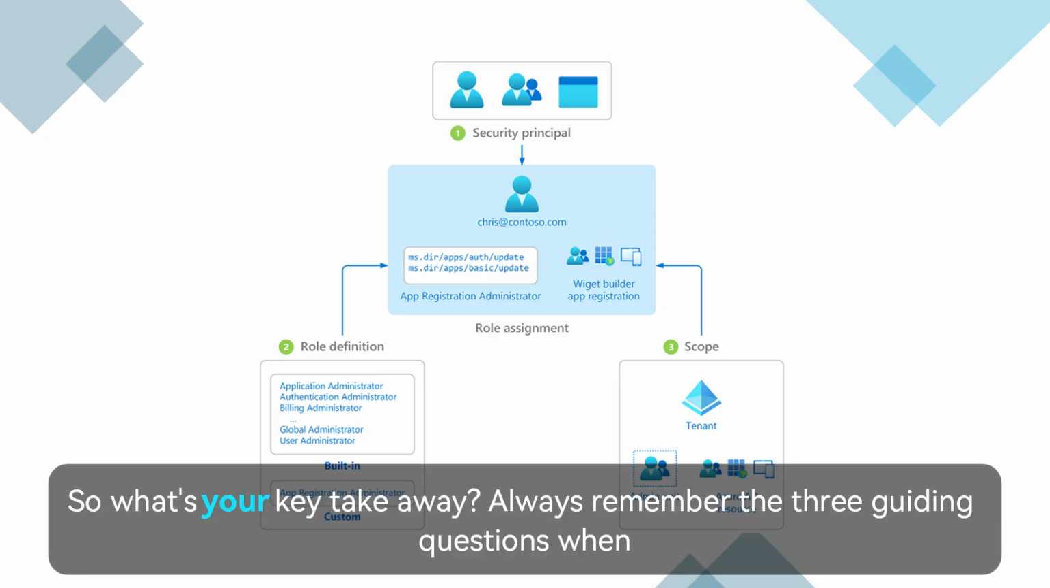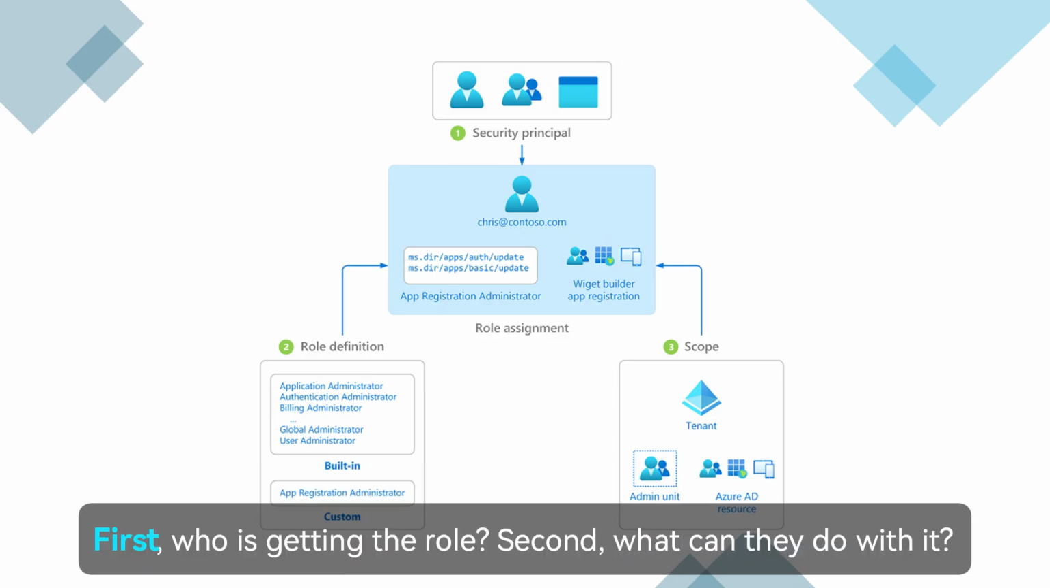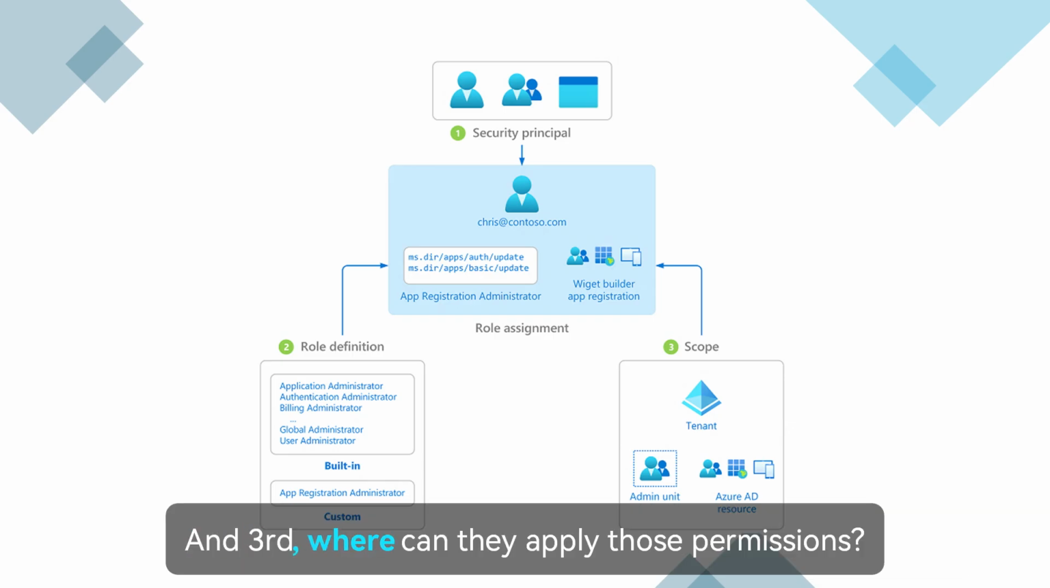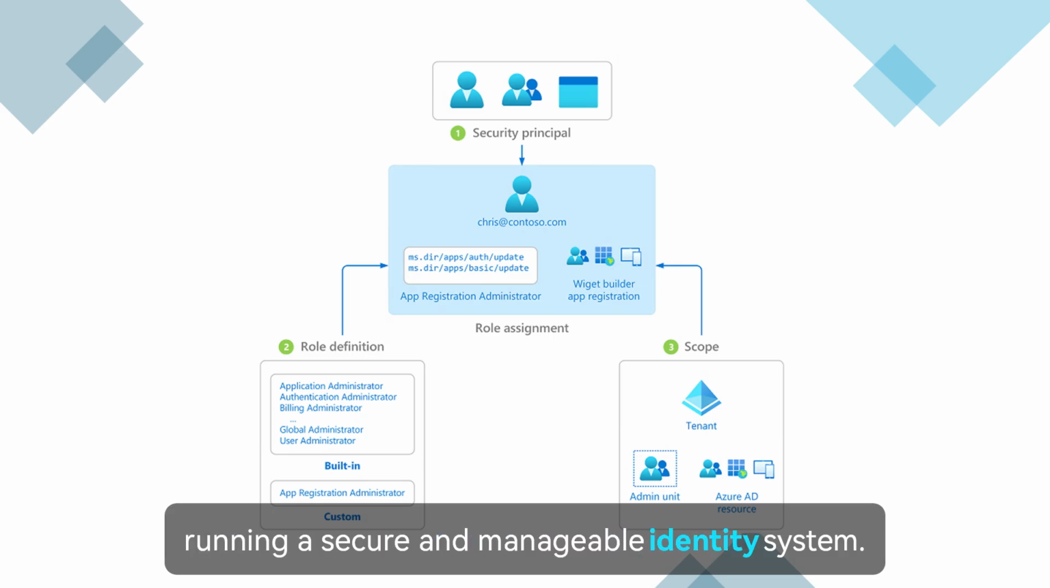So, what's your key takeaway? Always remember the three guiding questions when assigning a role in Entra ID. First, who is getting the role? Second, what can they do with it? And third, where can they apply those permissions? This simple structure ensures you're always assigning access responsibly and running a secure and manageable identity system.